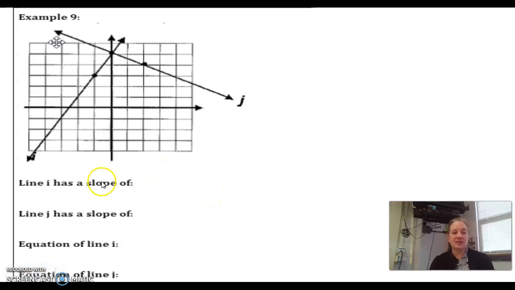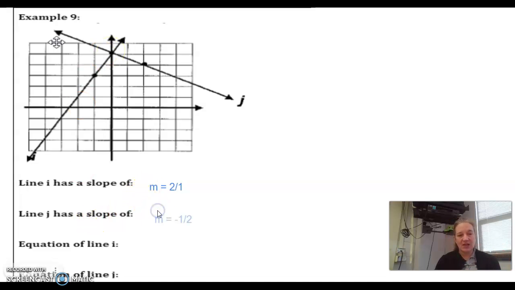So now let's look at an example. So I'm looking at line I, which is this line going up. So it's starting down in the left corner and going up. And that one has a slope of 2 over 1. And I count from, they even put the points on the line for me. Thank you. So I go up 1, 2, and then I go right 1. So it's a positive 2 up and a positive 1 because it's to the right.